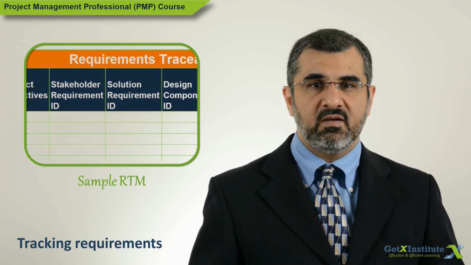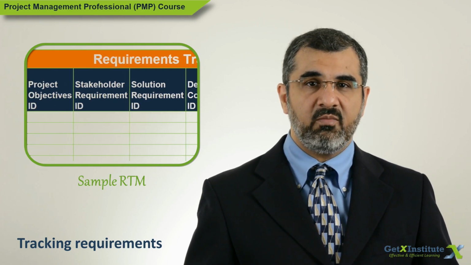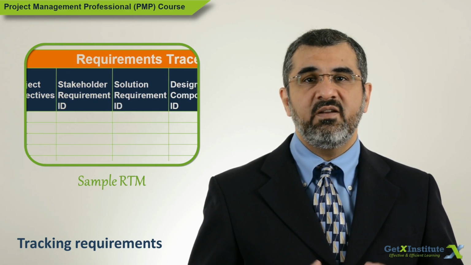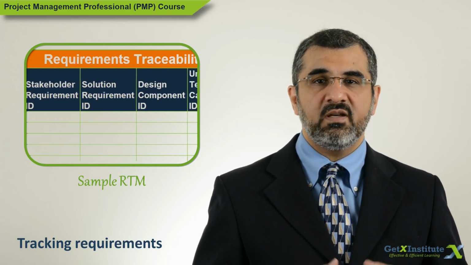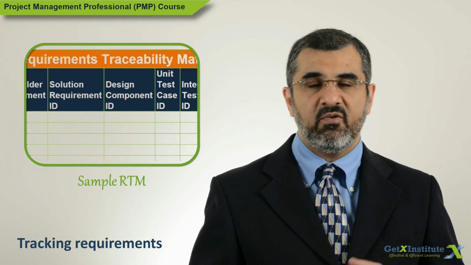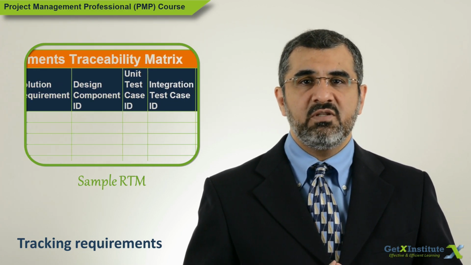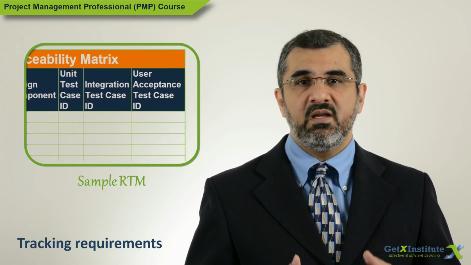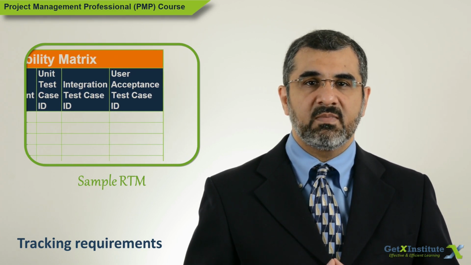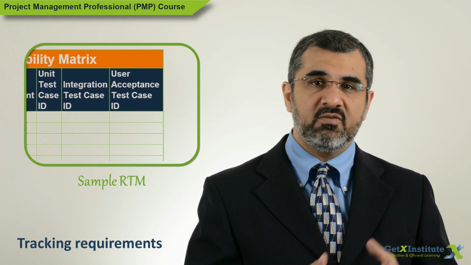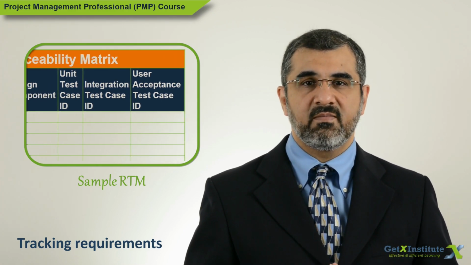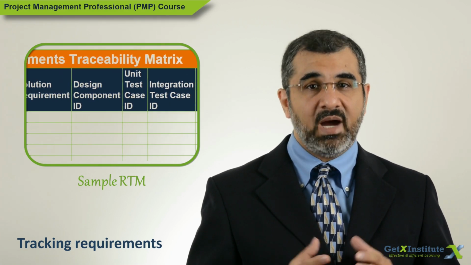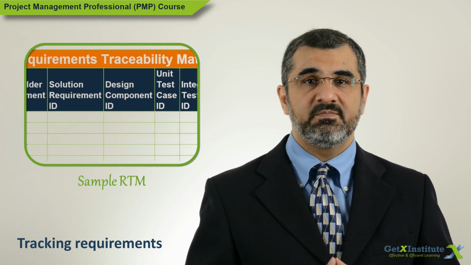RTM is a matrix, which means it is in a tabular form or spreadsheet form. The columns represent different artifacts and the rows represent the values. For example, the first column is usually the project objectives, where the traceability starts. Next can be stakeholder requirements. As requirements are identified, these are linked to the project objectives. If a link cannot be established, then the requirement might be out of the project's scope.